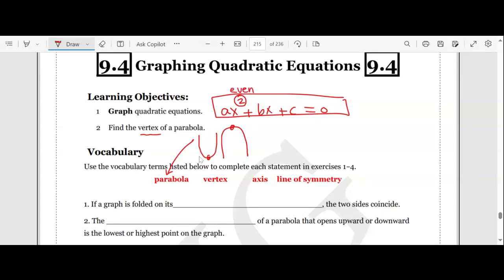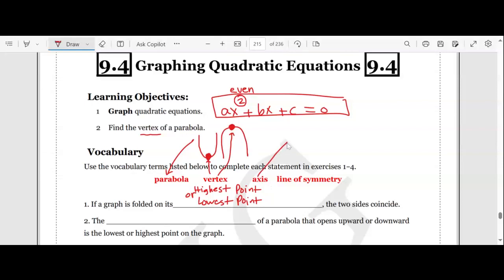Even. So it could be 2, could be 4. Now, what's the vertex? It's the highest point or the lowest point? The highest point or lowest point. So here, is this the highest or lowest? So this is called vertex. And is this highest or lowest? This is called vertex.